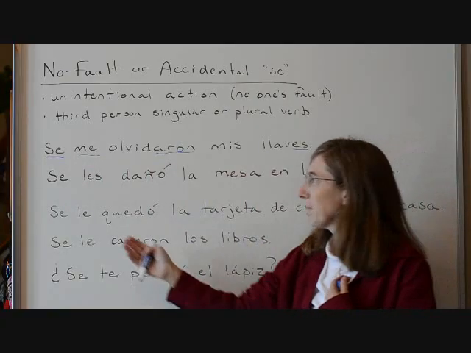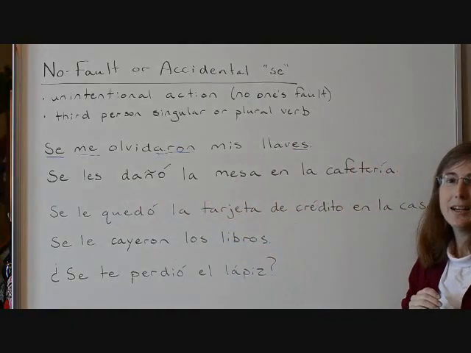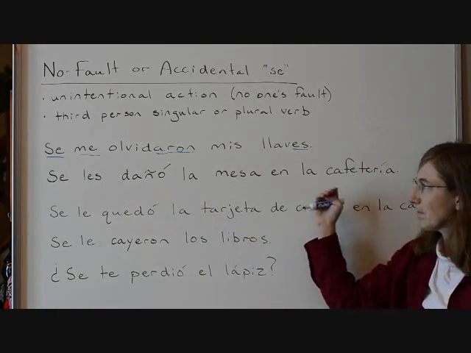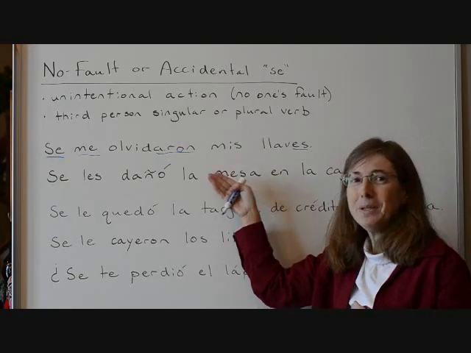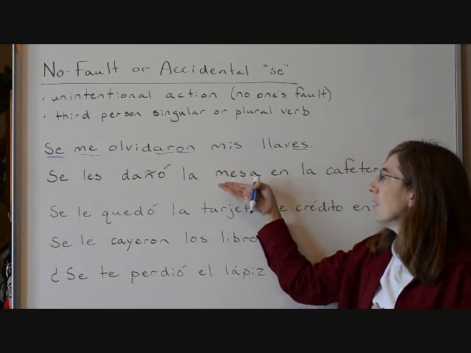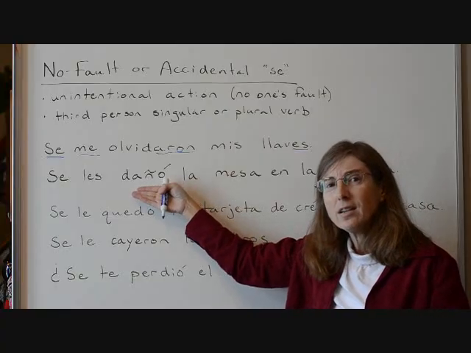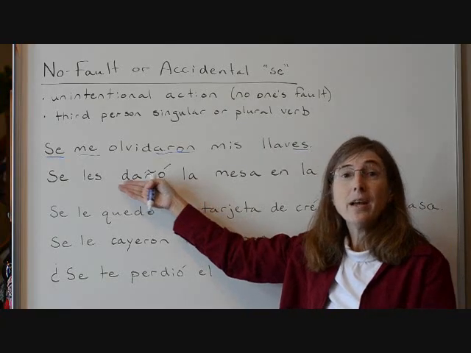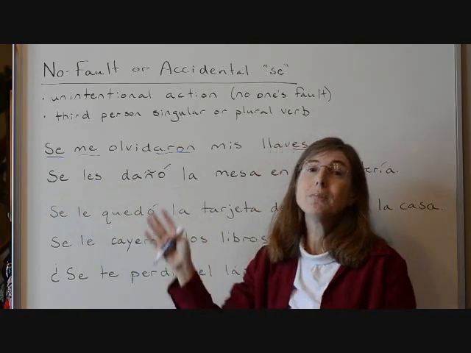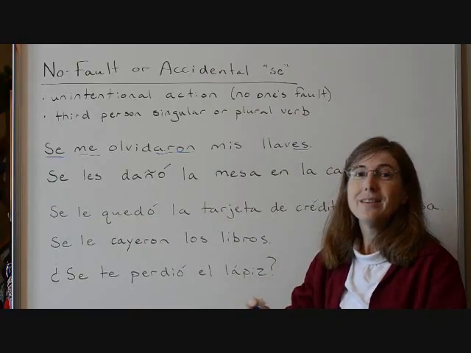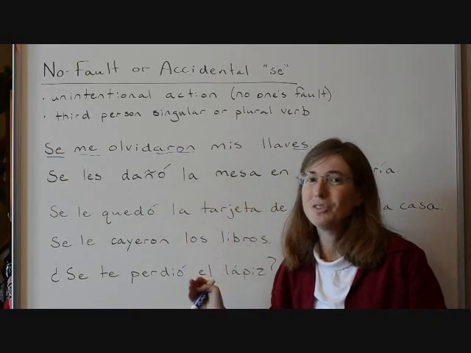Let's look at another example. Se les dañó la mesa en la cafetería. Here we have mesa, table, being damaged in the cafeteria. Mesa is singular, so we're using the third person singular of dañar, dañó, and it happened to them, les, and it wasn't their fault. Even though the students might have damaged the table, in Spanish we're not saying it's their fault. We're saying the table was damaged and it happened to the students.